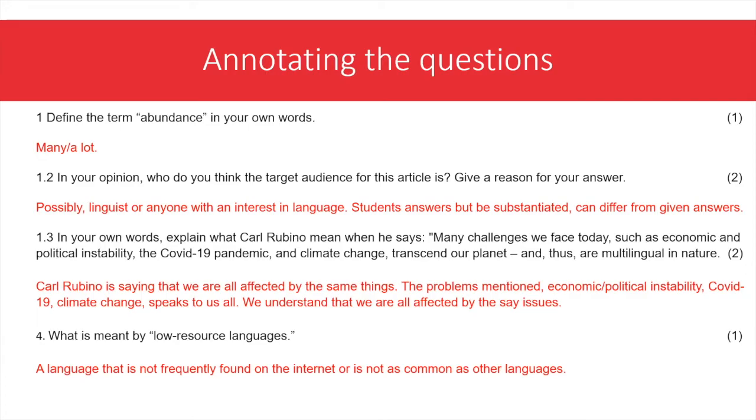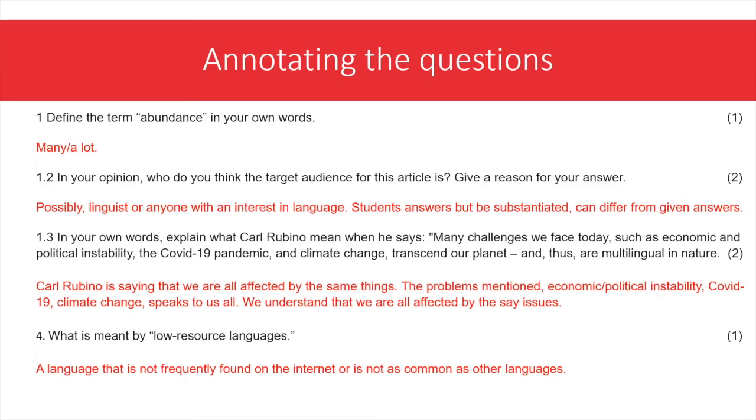Then 1.3, in your own words, explain what Carl Rubino means when he says, many challenges we face today, such as economic and political instability, the COVID-19 pandemic, and climate change transcend our planet, and thus are multilingual in nature. For 2 marks. Here, I would have liked you to highlighted the understanding. What does this question want from you? So, in your own words, explain what he meant by saying this quote over here. So what does he mean?